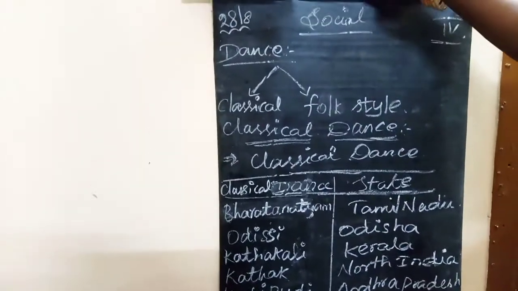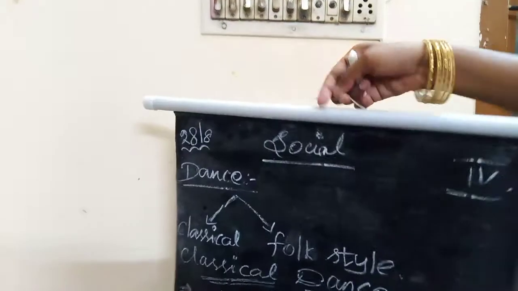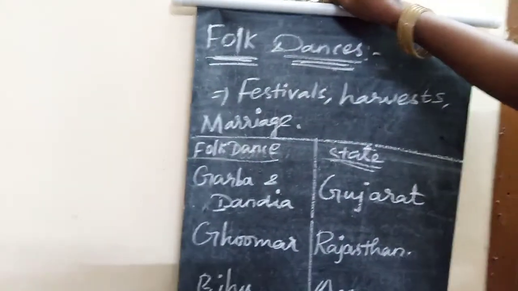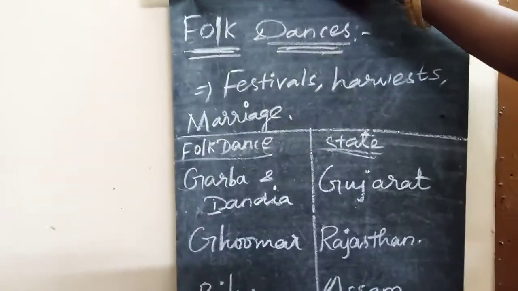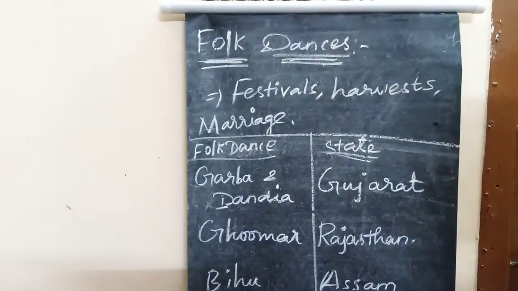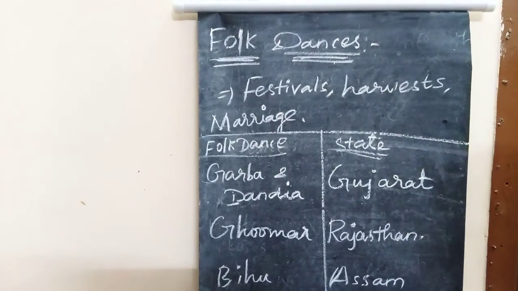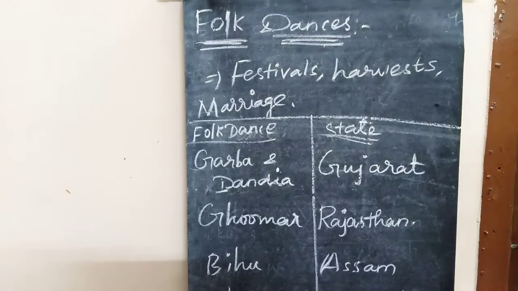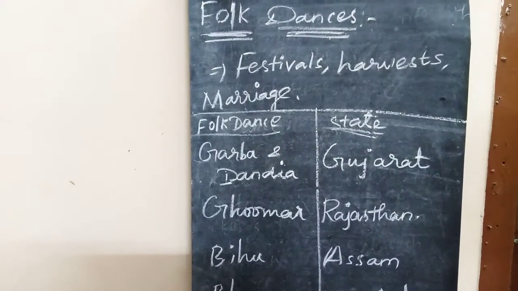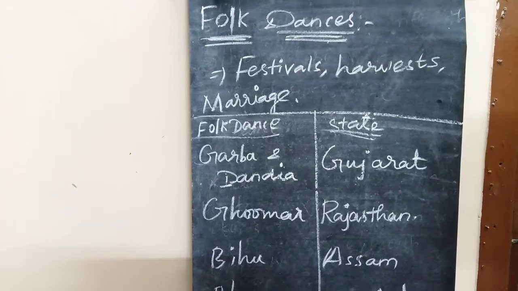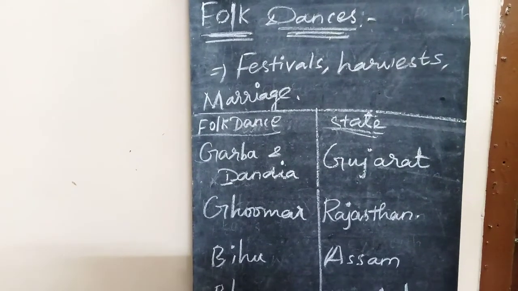And the second form of dance is called folk style. For folk dances, what is the spelling of folk? F-O-L-K, folk dance. Folk dance is mainly performed during festival times, harvest times and marriages. So during some function times, it is mainly participated in by people.